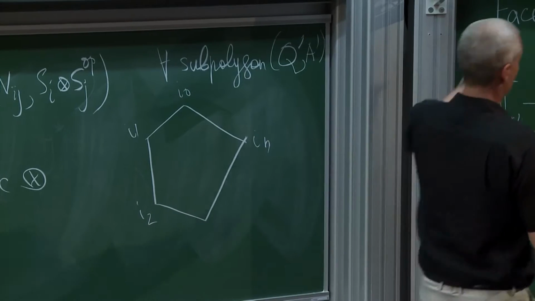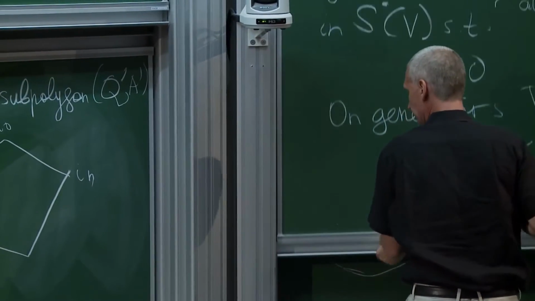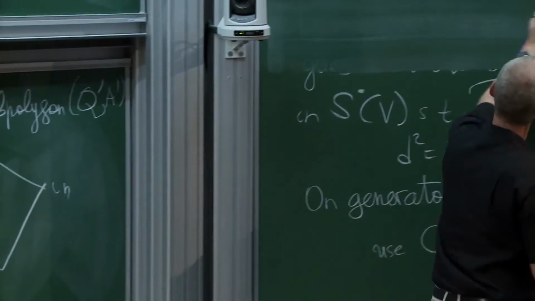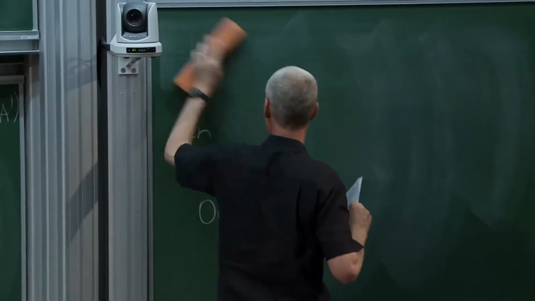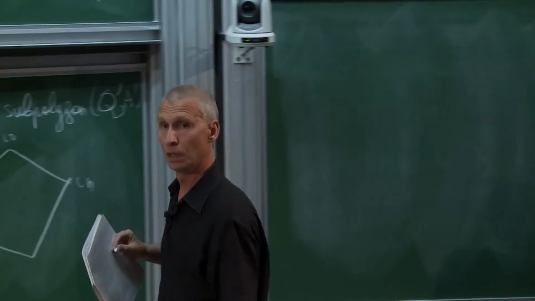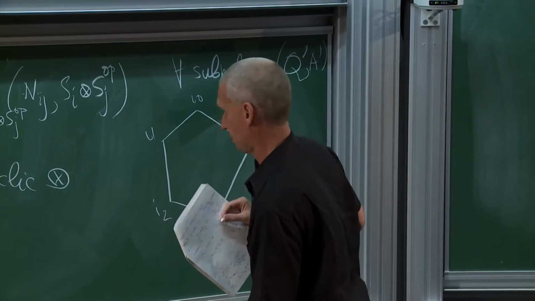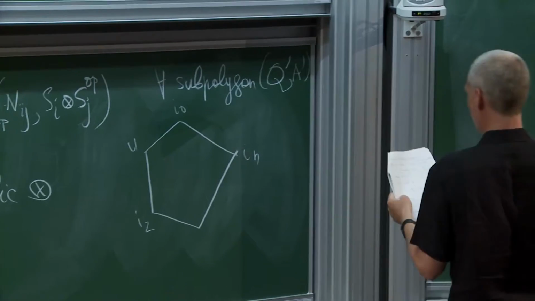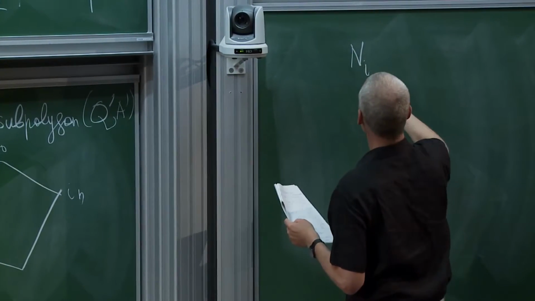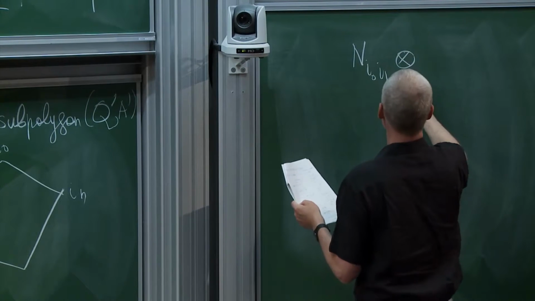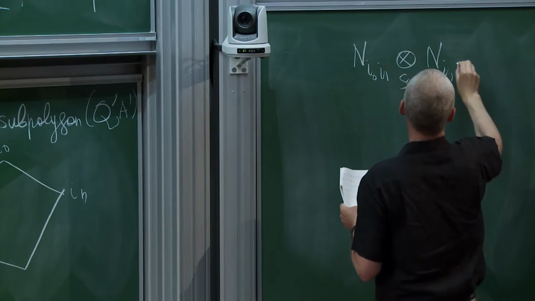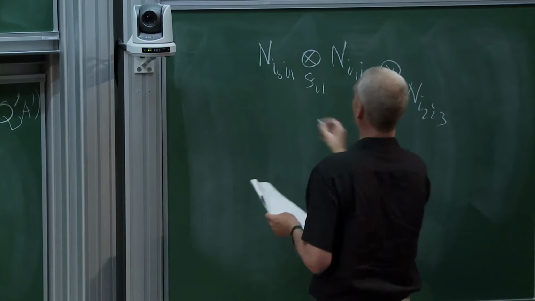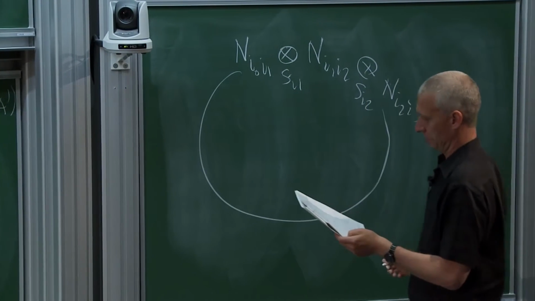So let me draw this picture here. Cyclic tensor product. Yes, this is set up in a symmetric way. So we just write N_I0,I1 tensor over S_I1 with N_I1,I2, tensor over S_I2 with N_I2,I3, and in principle we can go all the way around.